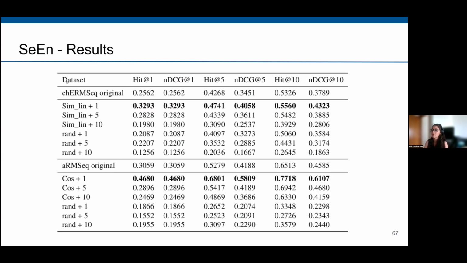Okay, so in this specific case, we tested this with two data sets. I'm not talking a lot about the second one because it was for astronomical objects, so a very different data set from the biomedical field. But for both data sets, we got the best results when we add to our sequence one more similar item. Okay.